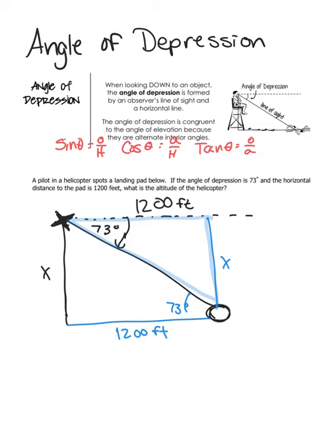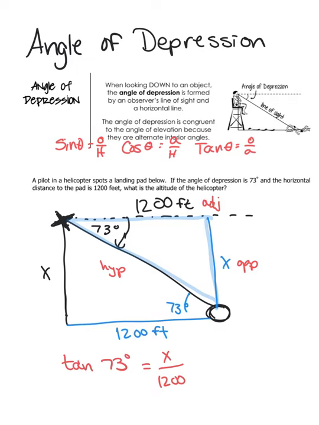Based on the 73 degrees, I'm going to set up my triangle with opposite, adjacent, and hypotenuse. So this x is my opposite, the hypotenuse is my line of sight, and the 1,200 is my adjacent. I'm using the opposite and the adjacent, so that's my tangent. So the tangent of 73 degrees is equal to the opposite over the adjacent.